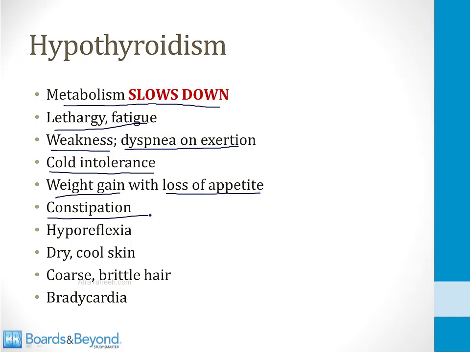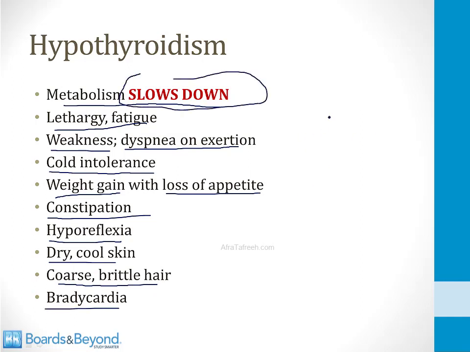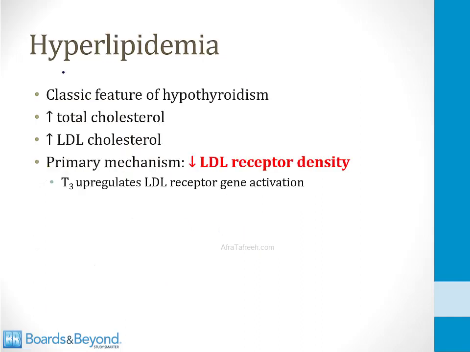They're often constipated, and you can just think of this as more slowing down of the body. The bowels are beginning to slow down. The reflexes slow down. These patients will exhibit hyporeflexia on neurologic examination. Their skin is classically cool and dry, and they often have coarse, brittle hair. And then finally, patients who are hypothyroid can have bradycardia. And you can just remember everything slowing down. That's the easy way to remember all of these symptoms on the screen.